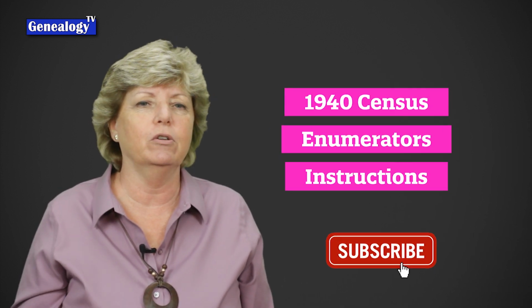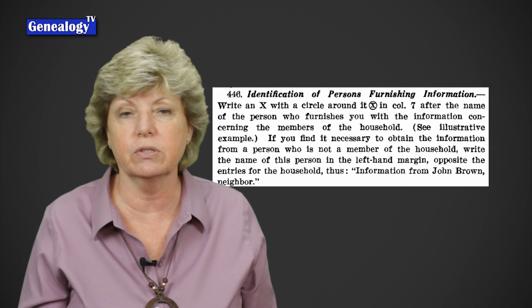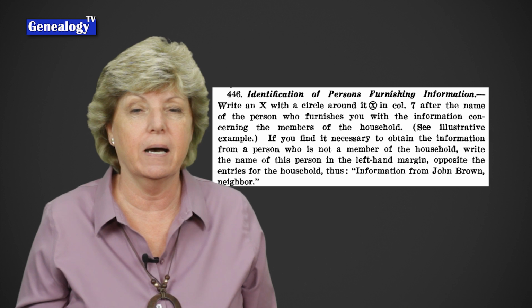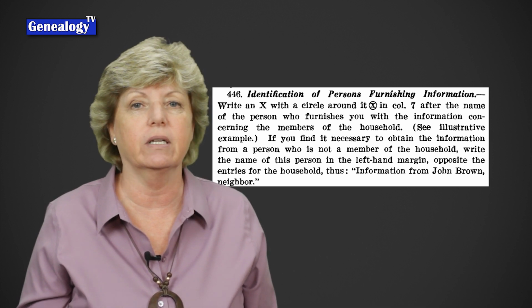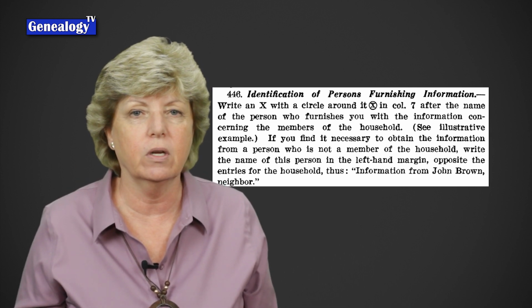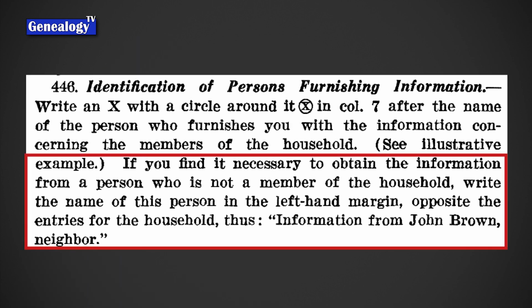Okay. So here is some information from the enumerators' instructions, specifically paragraph 446, where it said identification of persons furnishing information. This was the title of that area. Okay, so it said write an X with a circle around it, and do this in column 7, right after the name of the person who furnished you the information concerning the members in the household. If you find it necessary to obtain information from a person who is not a member of the household, write the name of this person in the left-hand column margin opposite the entries of the household. Thus, information from John Brown.